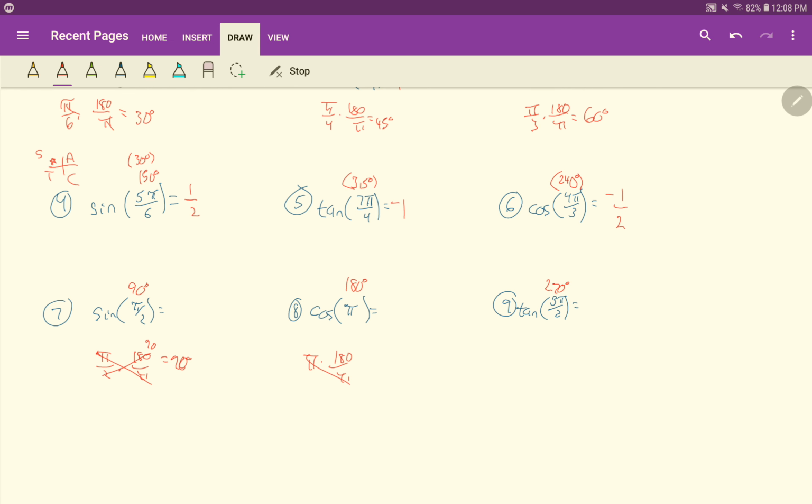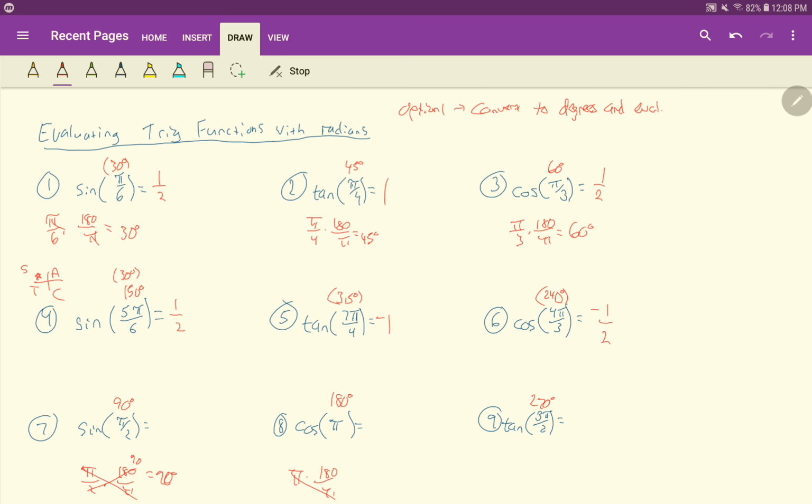Sine of 90. Actually, before I move on, I want to talk about one more thing here. I know this is going really long. But notice here that the radian measures, and this is option 2, evaluate the radian measure. So don't convert the radian measure, just evaluate it. And it's actually easier to determine the reference angles when you're in radians than it is in degrees.